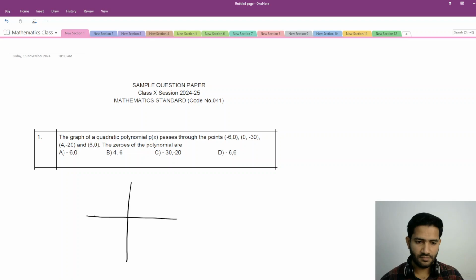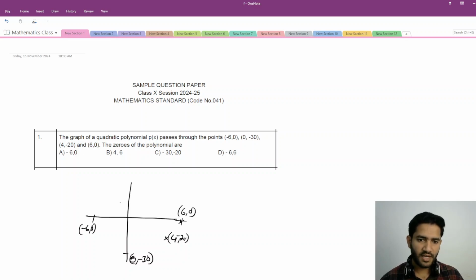-6, 0. Just a rough figure. We are just plotting this point, -6, 0. 0, -30, it will be here. And 4, -20, so 4 and -20, it will be here. Just a rough sketch. 6, 0. So just consider this is 6, 0.